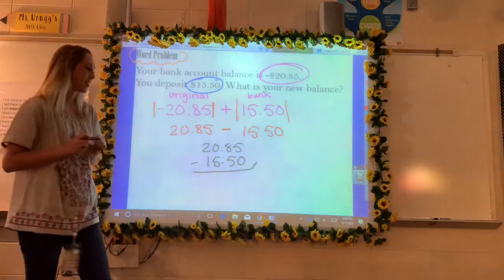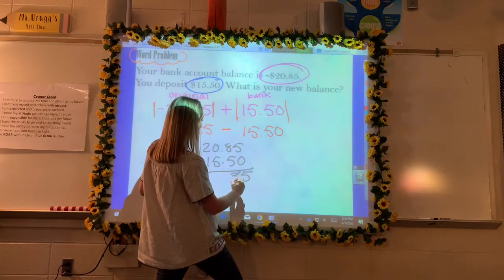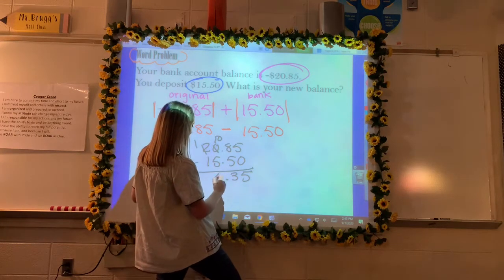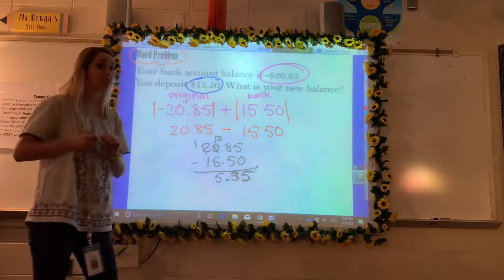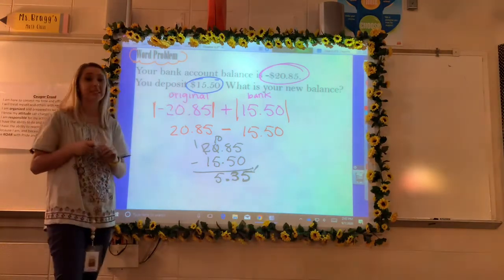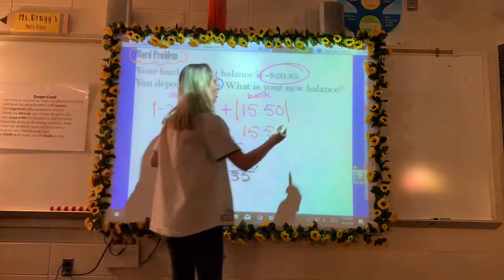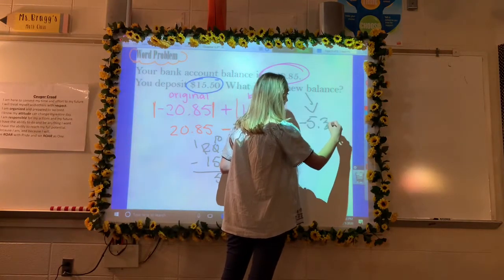All right? So I'm gonna put this up. Hopefully you can work this out as I put the answer up here. So when you subtract, you should get $5.35. But then we have to remember to keep the sign that's the biggest. And our biggest sign was a negative number. So your new balance is negative $5.35.